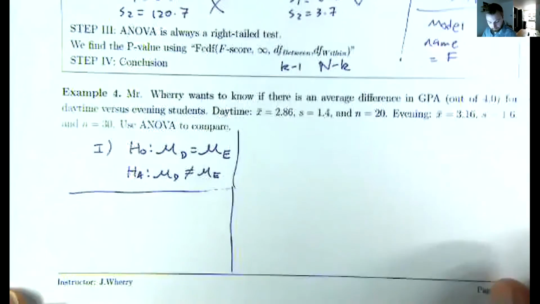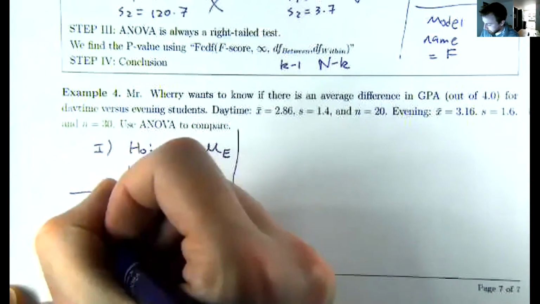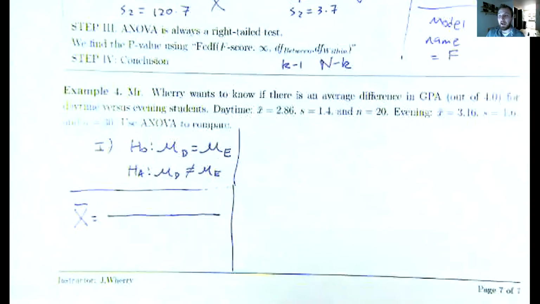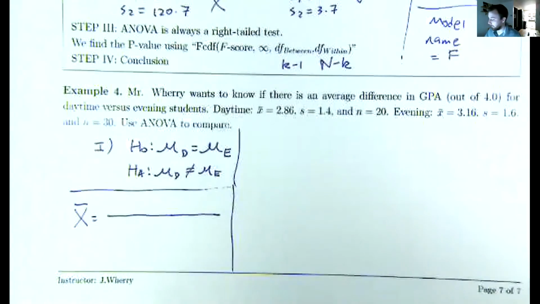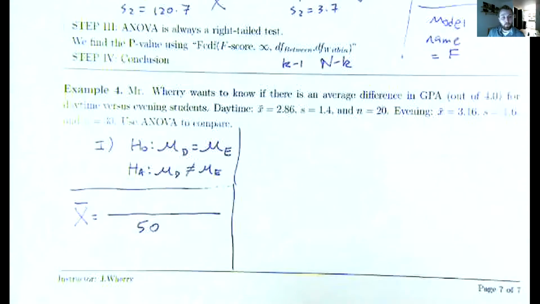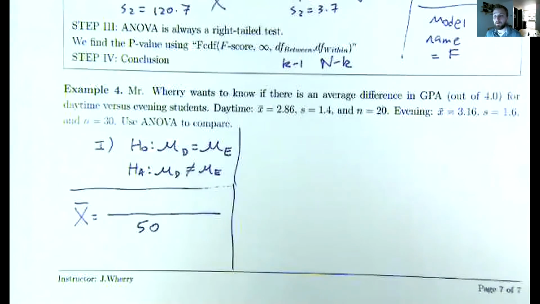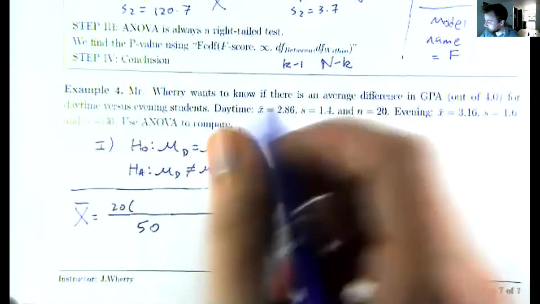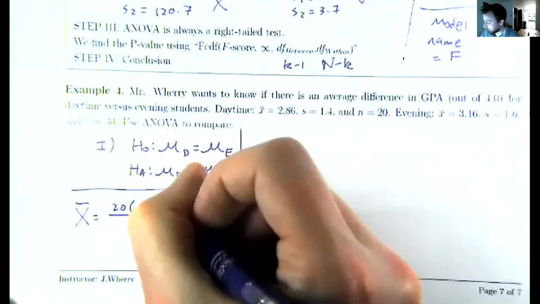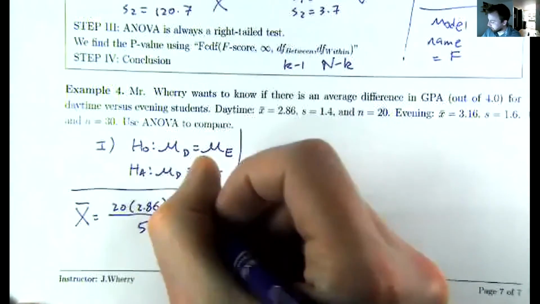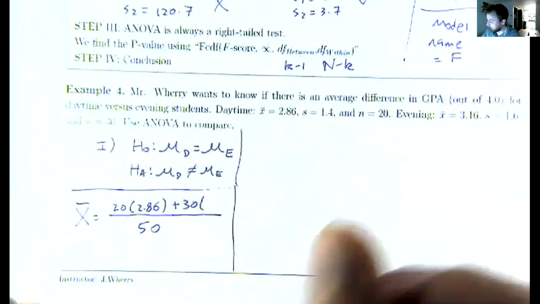I'm going to do just a little bit of scratch work. Capital X bar: if I had all the individual values, I would add them up and divide by the number of samples. I have 20 samples, I have 30 samples, this is out of 50 samples. When I don't have the number of samples, I need to do a weighted average. Here's how I do a weighted average. I have 20 samples for the first group, and the average for the first group was 2.86, so I'm weighting that average by the number of samples. Second group, I have 30 samples and an average of 3.16.